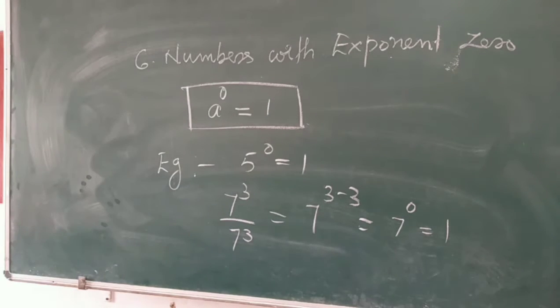Second law is division. Same base. A raised to m divided by a raised to n is equal to a raised to m minus n. Next, taking powers.